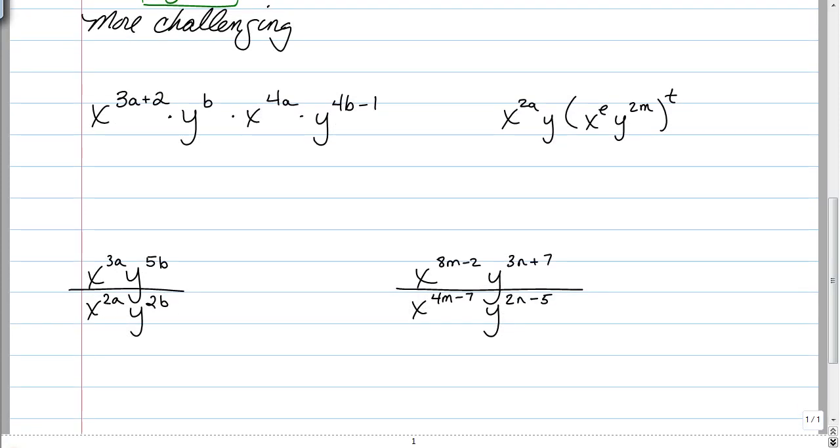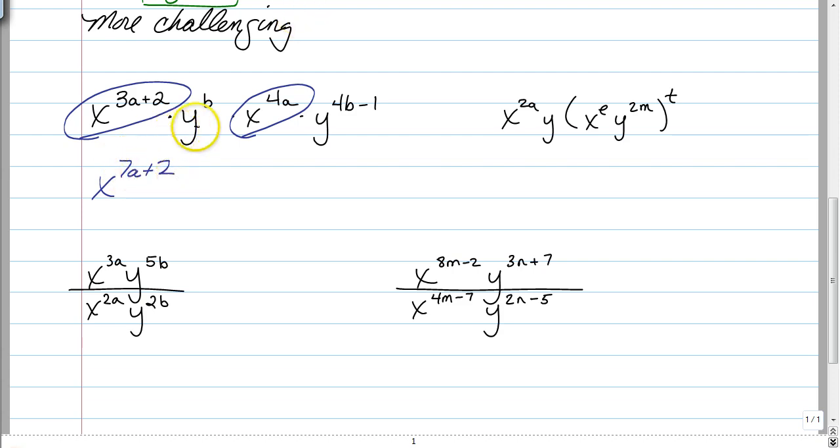So, this first example uses the same rules about multiplying. When you multiply, you add the exponents. So the only difference is now your exponents have variables in them. So for our x, we have x to the 3a plus 2 and x to the 4a. So, how do we add? We combine like terms. 3a plus 4a is 7a plus 2, because there's no other constant to add it to.